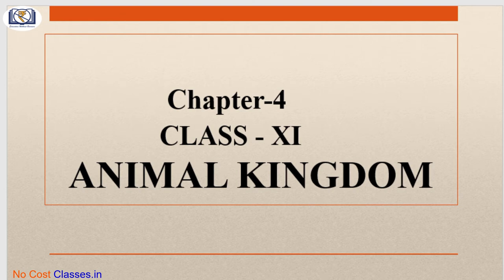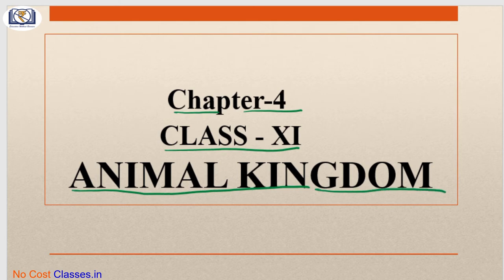Now, for you, I am starting chapter 4. Chapter 4, class 11, subject biology, and the chapter name is Animal Kingdom. Very important chapter. Here, what's important in brief, I'll tell you first. We'll study about the different categories of Animal Kingdom. Characteristics are very important. Few new terms we have here, and I'm going to explain certain diagrams as well. So we are starting the chapter.